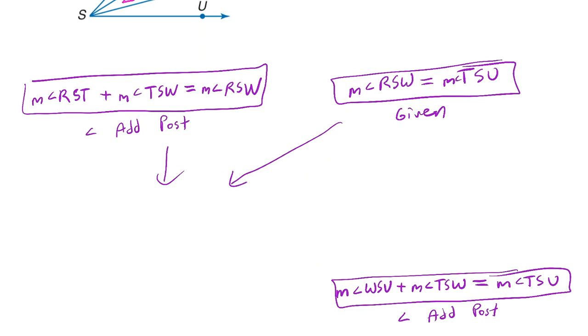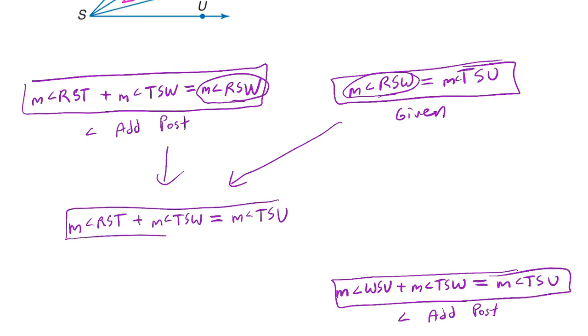So these two combine to now say the measure of angle RST plus the measure of angle TSW is equal to, and I'm going to substitute this out or use the transitive property, either one, and I'm going to now say it's equal to the measure of angle TSU. Okay? So again, you could use substitution or transitive. I'm going to go with transitive this time. Transitive property of equality. Okay?